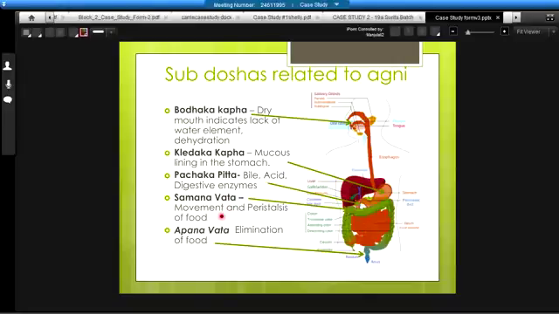And samanavata relates to the movement and peristalsis of food. So is the food just sitting there in their colon and in their gut? Do they feel bloated? Do they feel heavy? Or are they able to digest the food and feel light afterwards? Are they able to eliminate properly through their apanavata? How are they eliminating? What is the quality of their stool? Is it sticky? Does it float?